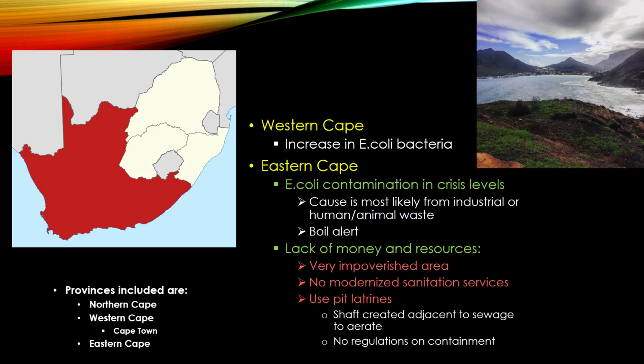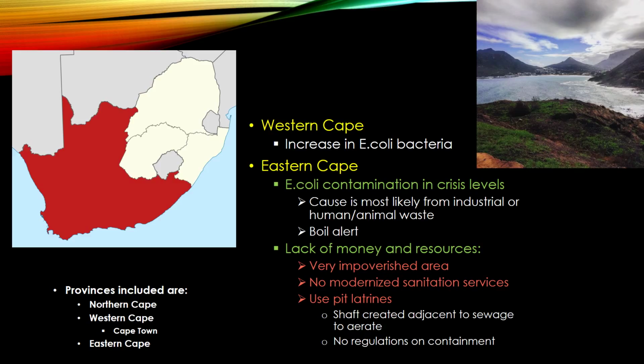On the southwest section of South Africa, this is going to include the northern, the western, and the eastern Cape. The Western Cape is where Cape Town is located. The problems within this region are that the Western Cape has an increase in E. coli bacteria. However, the Eastern Cape also has the E. coli contamination problem, and they've decided that it's probably due to either industrial, animal, or human waste contamination.